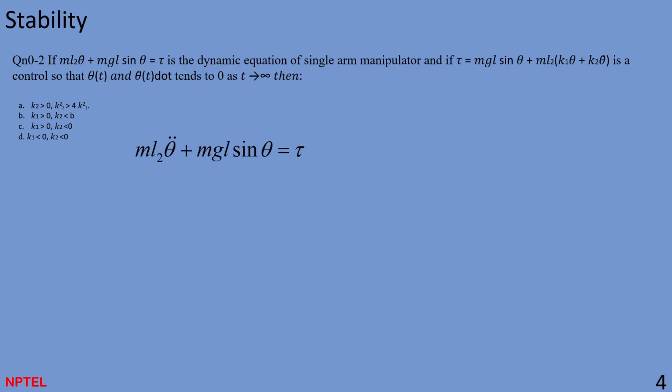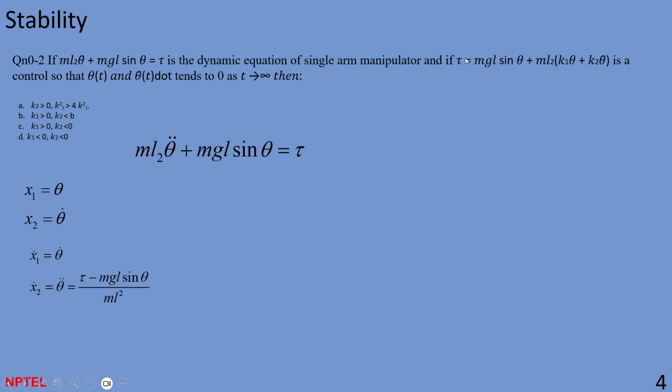So first we need to write our dynamic equation, and this is what the dynamic equation of a single arm manipulator looks like. And we need to write what the states are. There are two states: one is theta and the other is theta dot. When you differentiate this, you will get theta double dot, and you can replace theta double dot by tau minus mgl sine theta, divided by ml squared. So you are converting this second order differential equation to a first order differential equation.